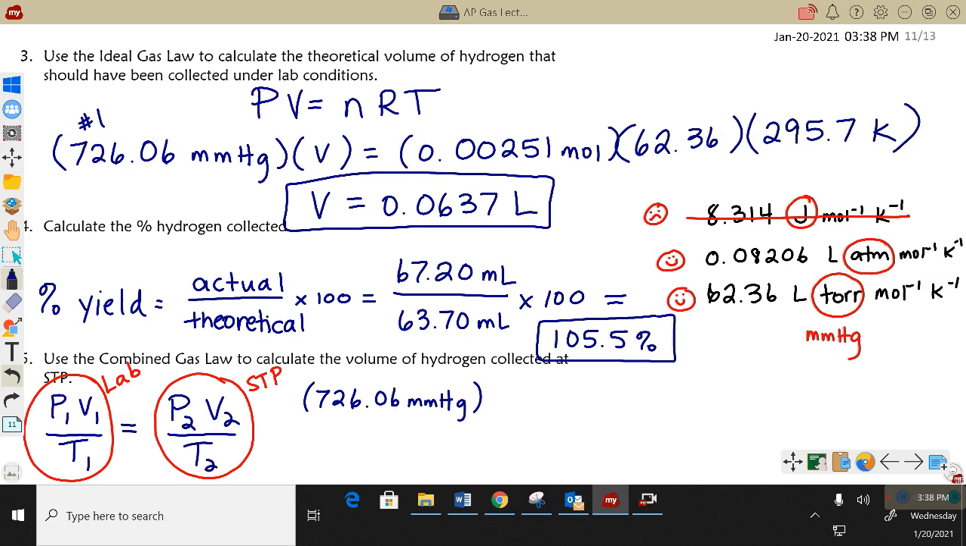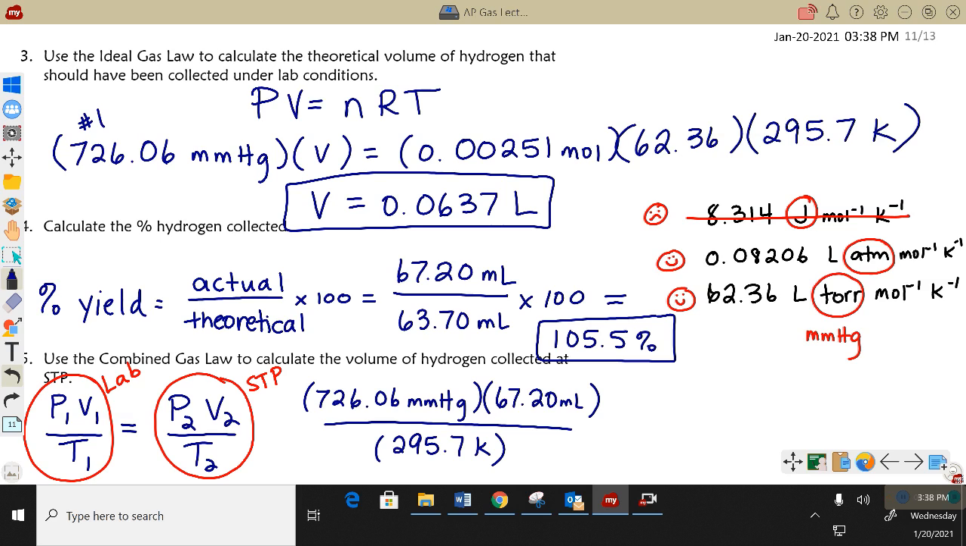The volume of gas that I collected in the lab was 67.20 milliliters. That's what I collected in the lab. And then the temperature in the lab in Kelvin was 295.7 Kelvin. Whenever you do calculations with gas laws, it's got to be temperature in Kelvin.